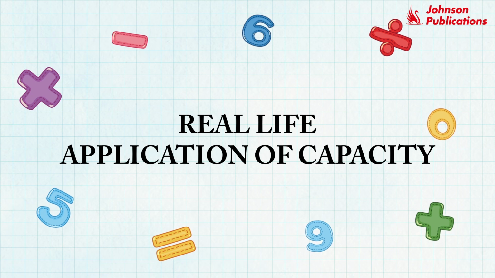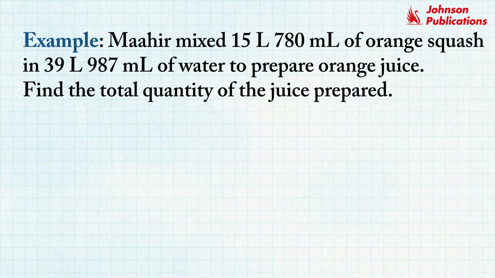Real-life application of capacity. Example: Mahir mixed 15 liters 780 milliliters of orange squash and 39 liters 987 milliliters of water to prepare orange juice. Find the total quantity of the juice prepared.